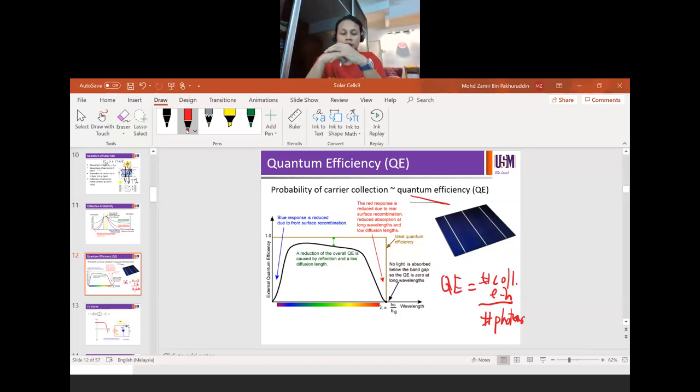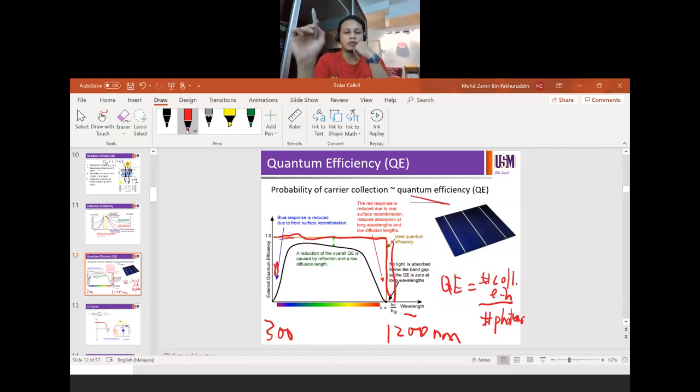In normal cases, you can see the curve here. External quantum efficiency is on the y-axis, and the wavelength is on the x-axis. Normally, we look from about 300 to maybe around 1200 nanometer, right? So this is the ideal case of quantum efficiency. You want to collect everything. So you can actually calculate the quantum efficiency at every single wavelength.